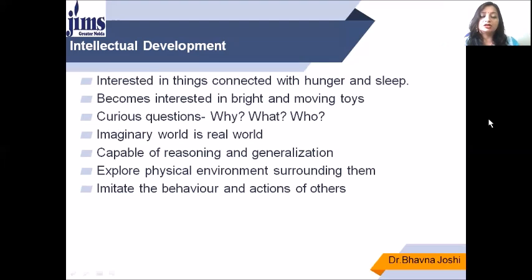At this stage, he is very curious about things. He is looking around him, asking: What is this? Why is this? Who is this? These are the basic questions which the child asks. Then there is an imaginary world, and his imaginary world is his real world at this particular stage. Then he is capable of reasoning and generalization also.